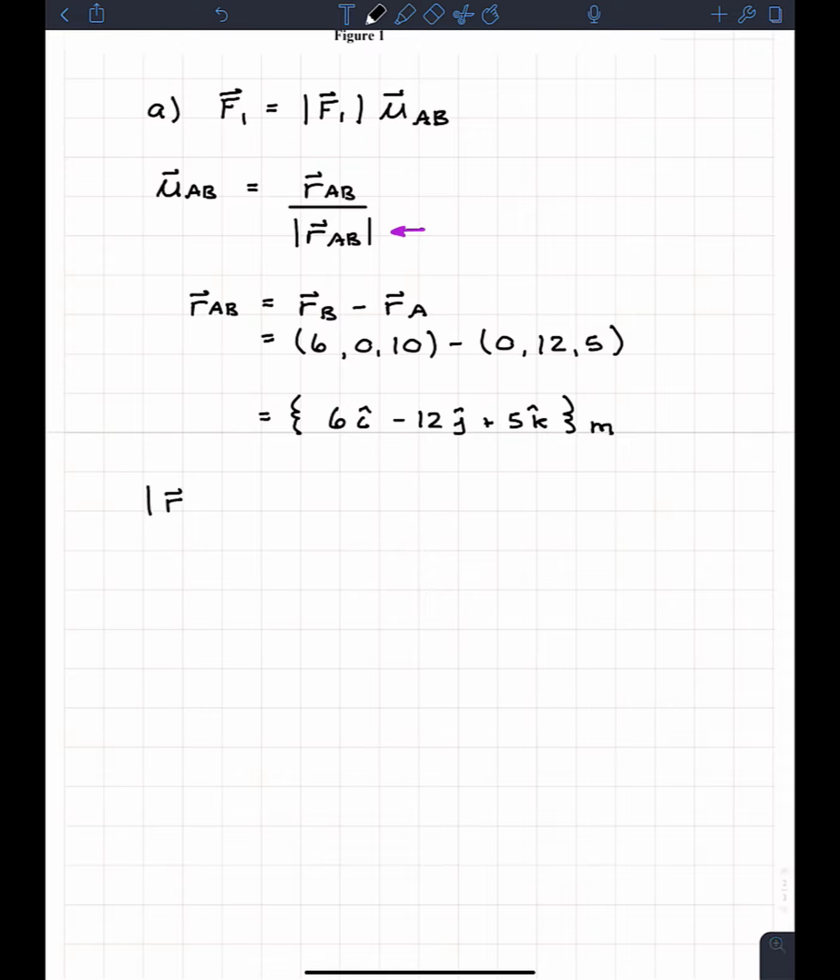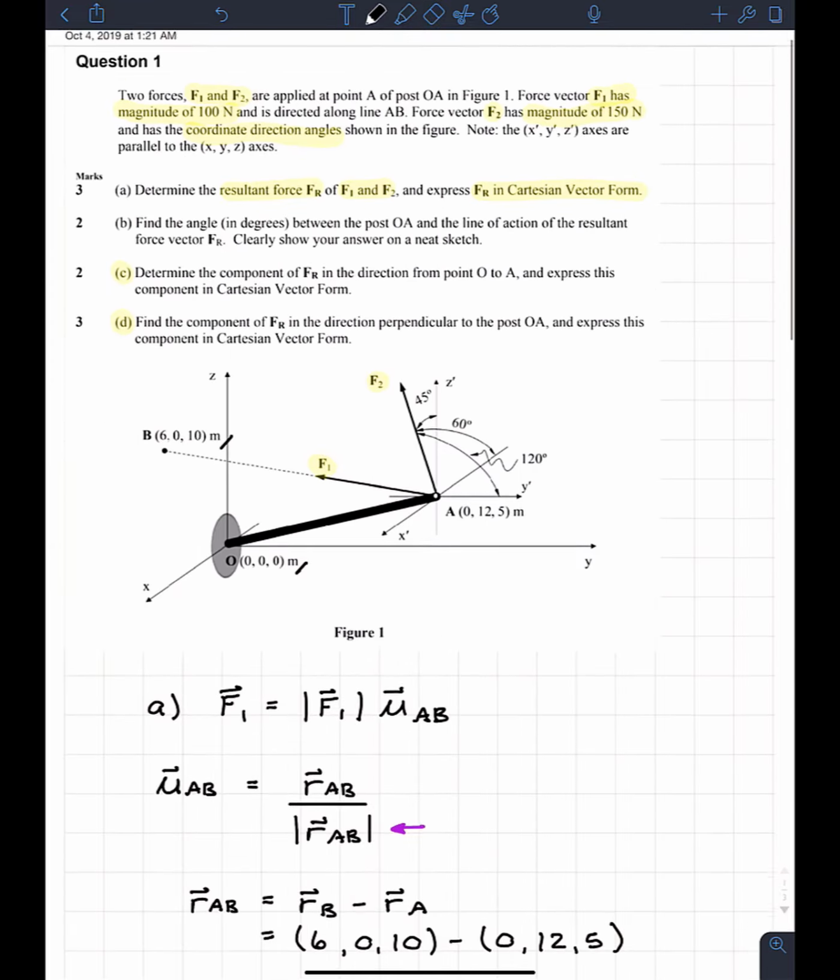So the magnitude of RAB, well, we know that that's just going to be equal to the square root of all the components squared and added together. So we're going to go 6 squared plus 12 squared plus 5 squared. And we know that's going to give us the magnitude. When you type all that in, I get 14.32 meters. So remember, this will also have units of meters. It's a length. And what is that length?